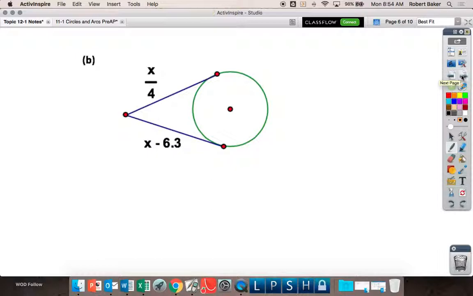What's the concept here? What do we know about the term x divided by 4 and x minus 6.3? They're equal to each other. Because these two lines are both tangent to the green circle and share a common endpoint, those two blue lines are equal. So x divided by 4 is equal to x minus 6.3. And it's our job to get x by itself.